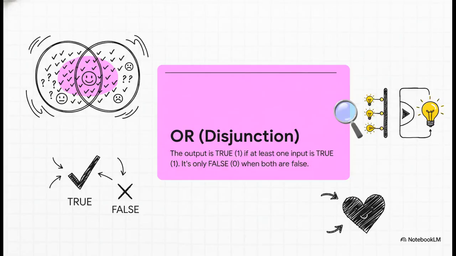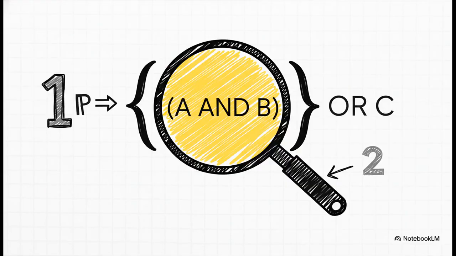Next up is the OR operator, and honestly, it's way more relaxed. It'll give you an output of 1, or true, if at least one of its inputs is true. The only possible way to get a 0, or false, out of an OR operation is if both of the inputs are false.